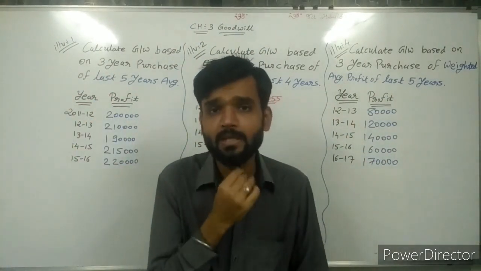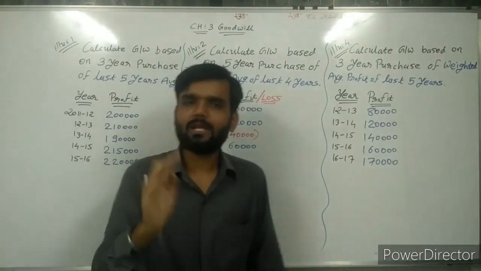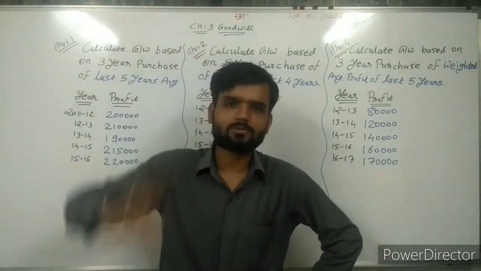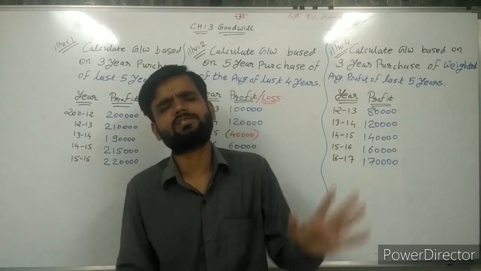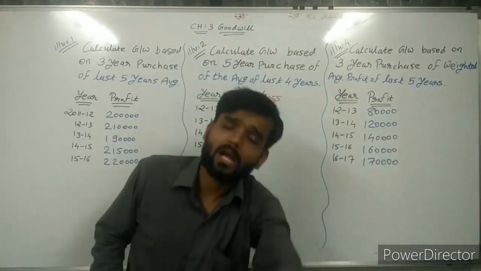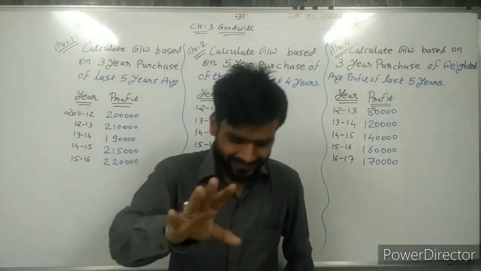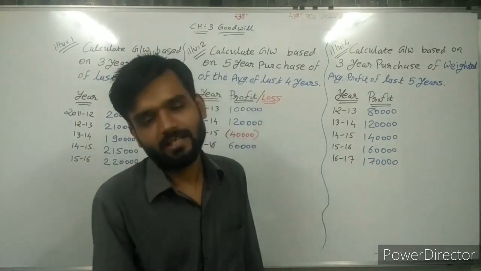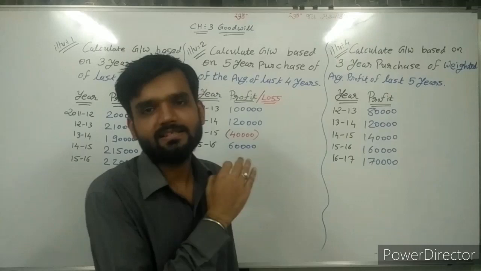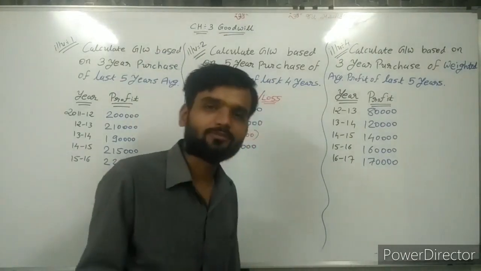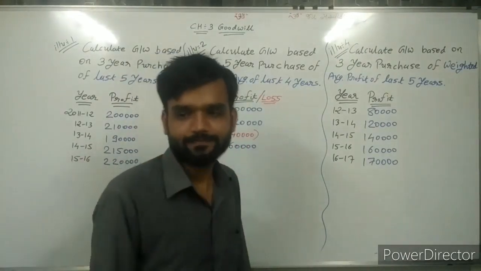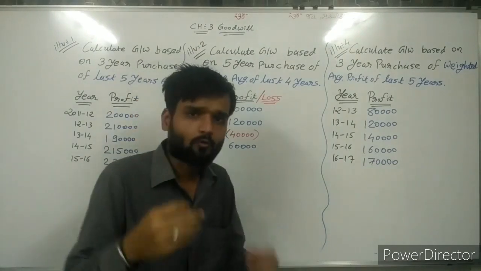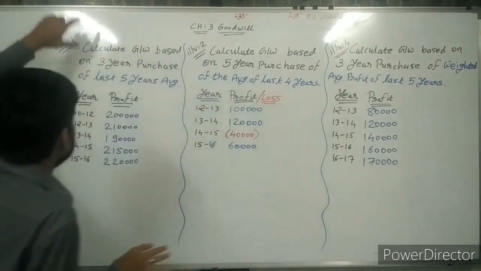Now we are starting with these three sums, and these three sums are the easiest sums in the whole of accountancy. I say this in every chapter, but really these are the easiest. Now first of all, what do we need to find? First read the question.